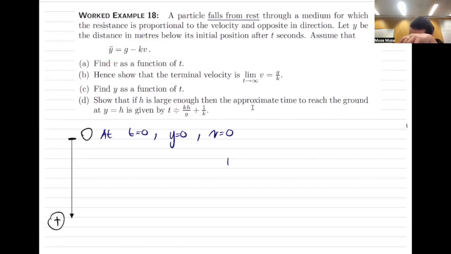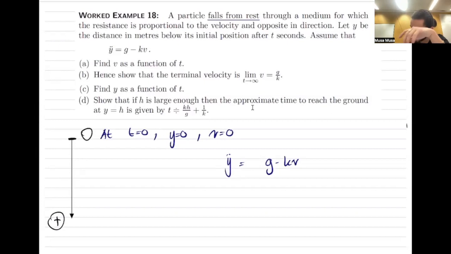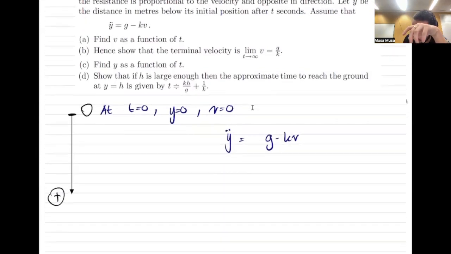So we have y double dot equals g minus kv. Actually, have a go at finding v as a function of t. Try and do this question all on your own. Okay, I want to see what you guys end up getting to. Anyway, assuming that you've had a go because you've paused my video, let's replace y double dot with dv dt, because I want v as a function of t, equals g minus kv.